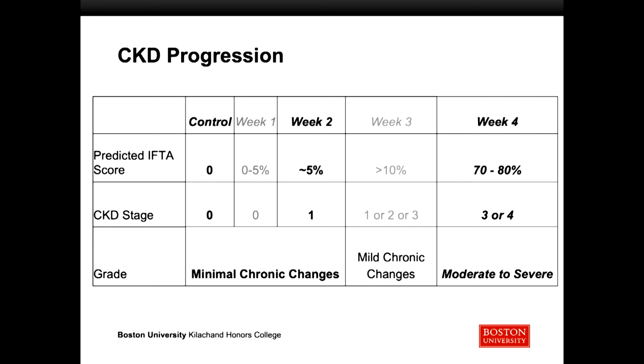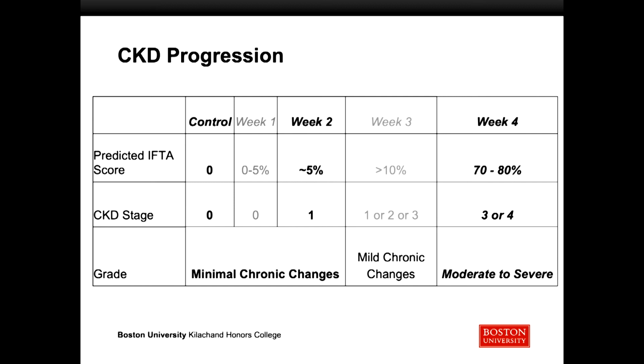So for the control weeks, we expect a predictive score of about 0, as there were no external mechanisms that would allow a rat to develop chronic kidney disease. By week 2, there should be about 5% IFTA, and by week 4, the disease is particularly advanced with about 70 to 80% fibrosed. As you can see, this is not at all a linear progression, which does correspond to our results quite nicely.